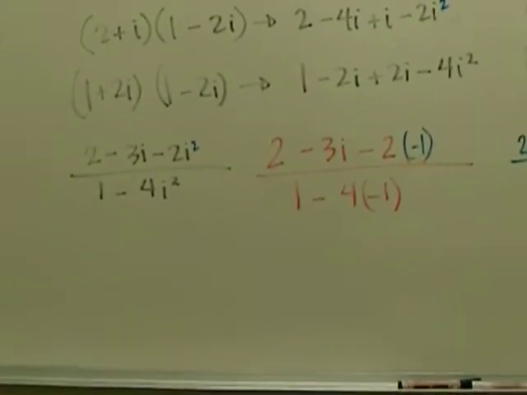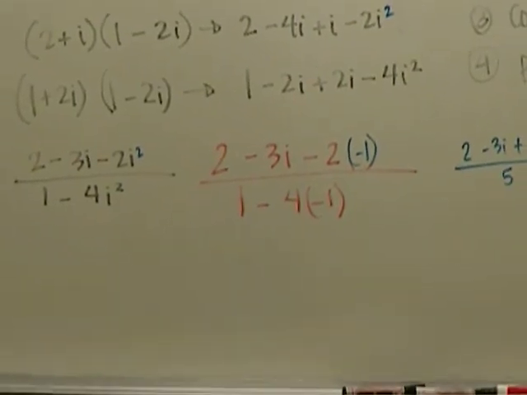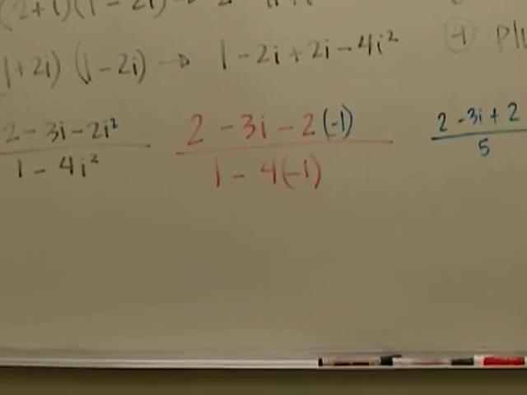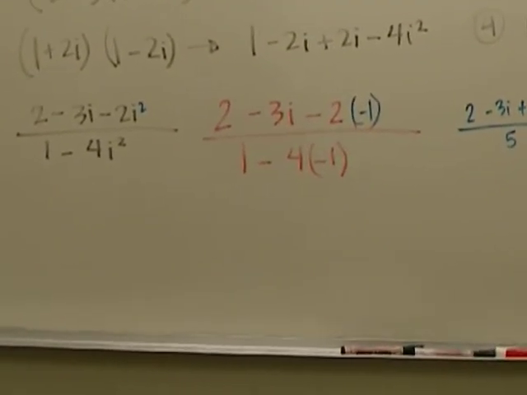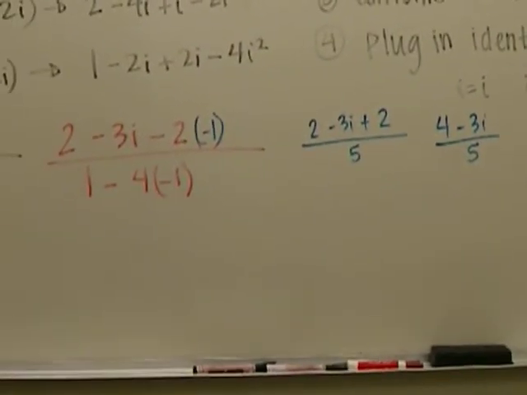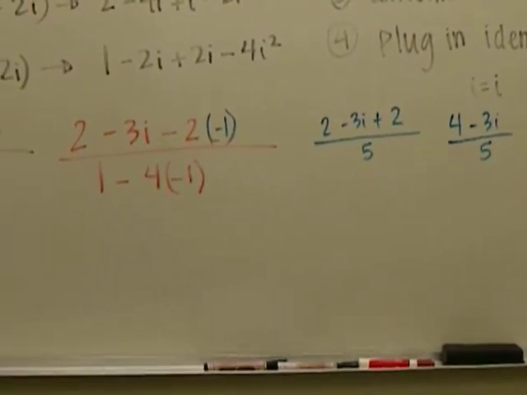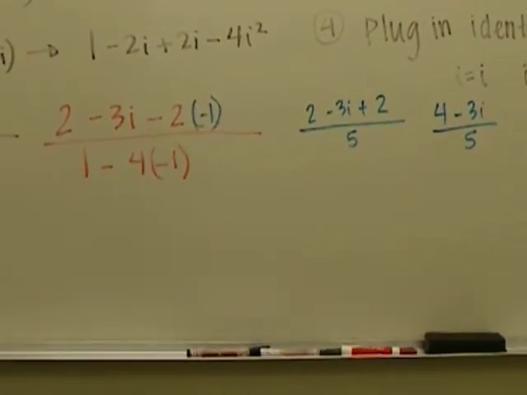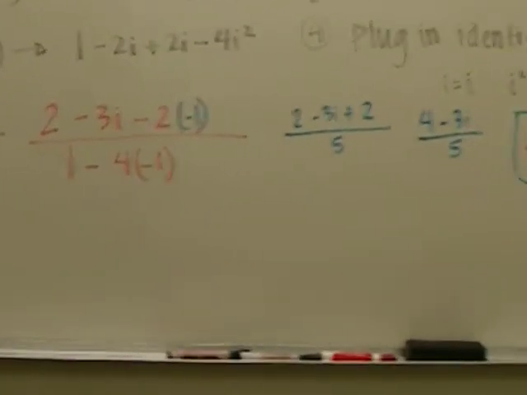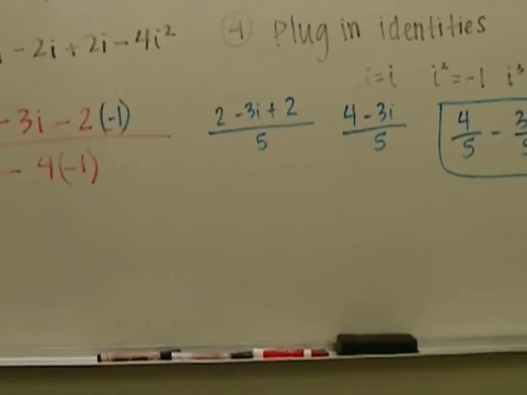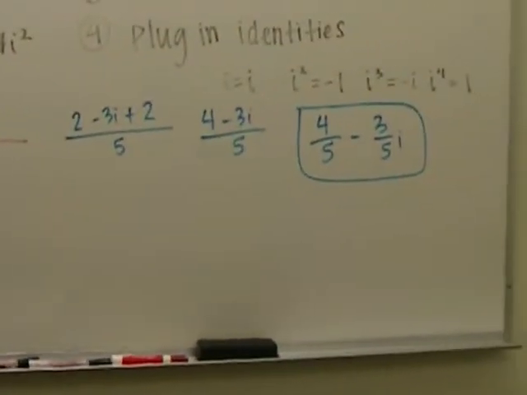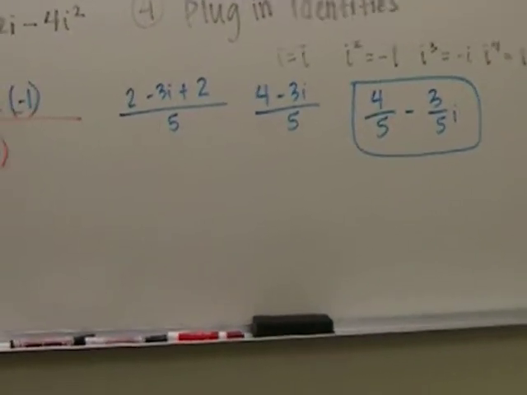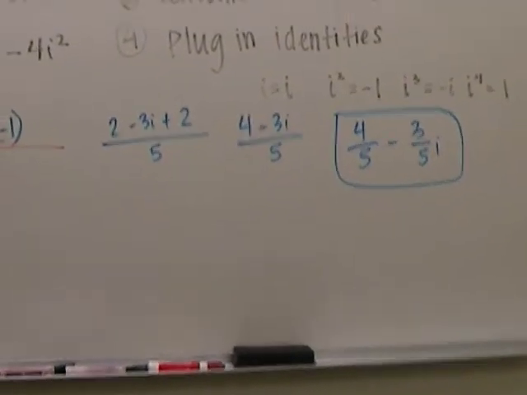So, as you see, we have 2 minus 3I, those just stay the same, minus 2I squared, and we see, oh, I squared, sub in negative 1. And on the denominator, we do the same thing. So, now our new problem is 2 minus 3I plus 2, because negative 2 times negative 1 is positive 2, over 5, because 1 minus a negative 4 is positive 5. So when we do 2 plus 2 is 4 minus 3I all over 5. We get 4 over 5 minus 3 over 5I, just splitting up the terms, keeping the denominator with both terms, and that's the correct answer. It's in the back of the book.